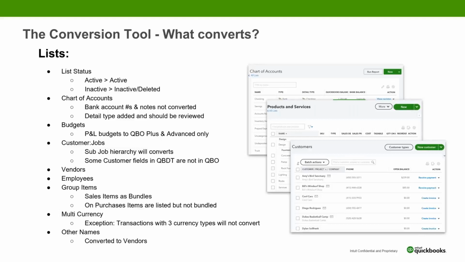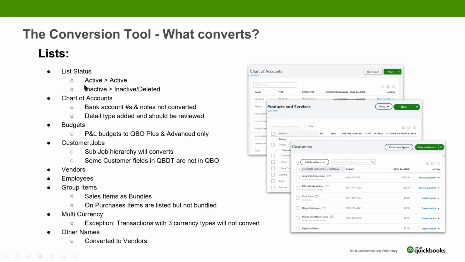I've divided this up into about four sections. We're going to talk about lists. Those are the specific lists in desktop converting to a list in online: chart of accounts, budget, vendors, employees, that kind of stuff. So first of all, list status: active, inactive, deleted. How does that come over?